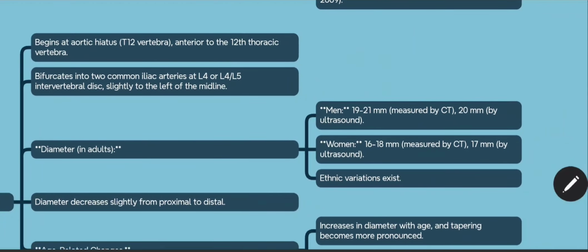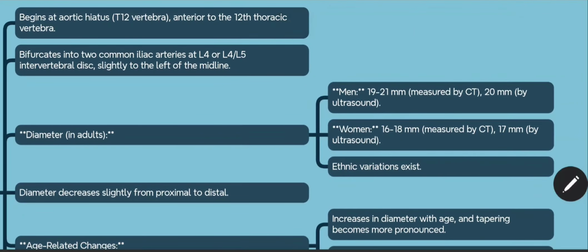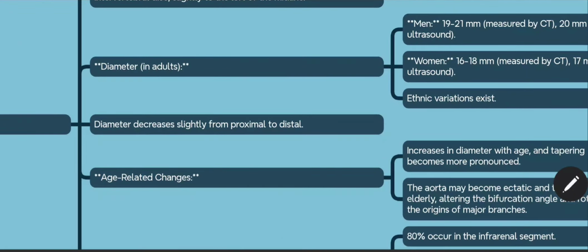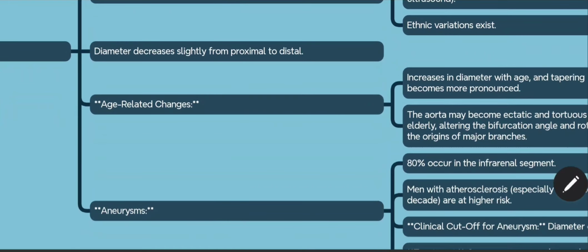What is the diameter? In men, it is 19 to 20 millimeters measured by CT scan and 20 millimeters by ultrasound scan. In women, 16 to 18 millimeters, 17 by ultrasound scan. But there are ethnic variations; it can change depending on the ethnicity. The diameter decreases slightly from the proximal to the distal.